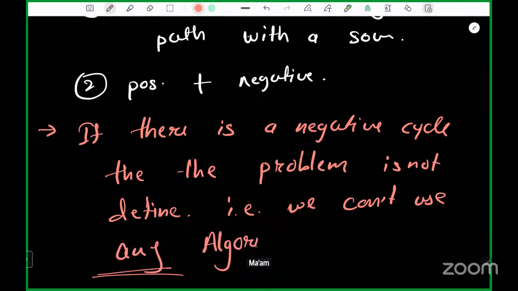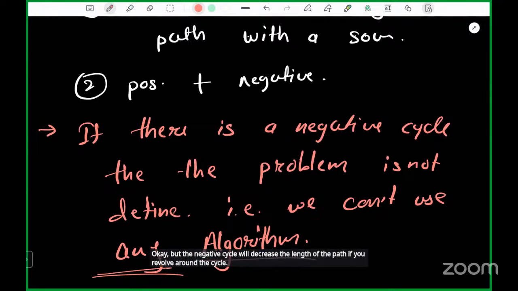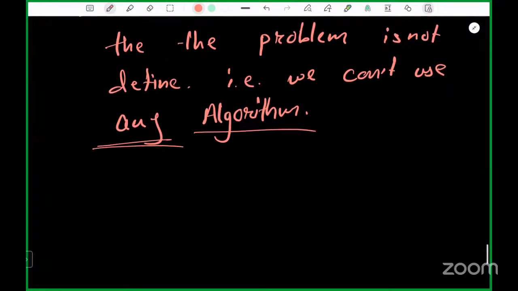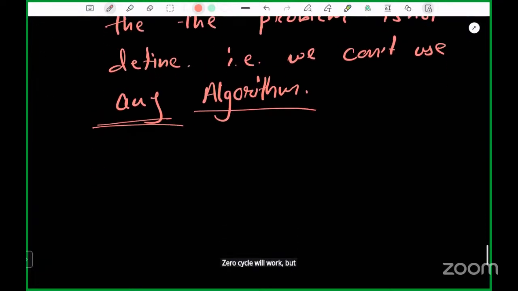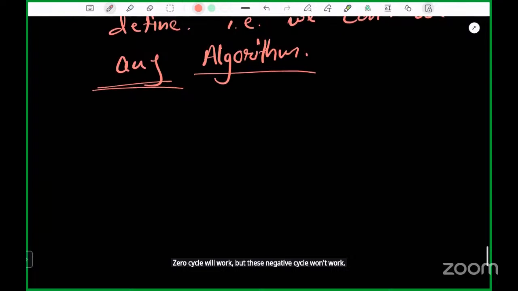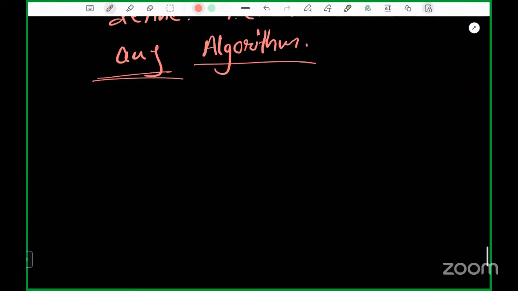Ma'am, what about a zero cycle? No, a zero cycle will work, because it won't decrease the length of the path. But a negative cycle will decrease the length of the path if you revolve around the cycle. Right? So a zero cycle will work, but a negative cycle won't work. Okay, is that fine?